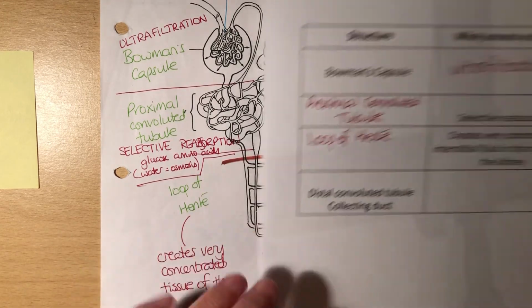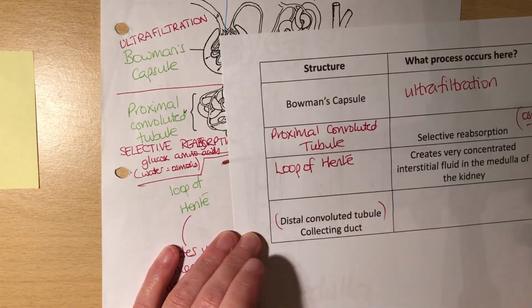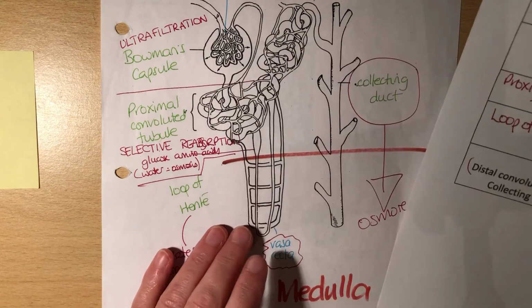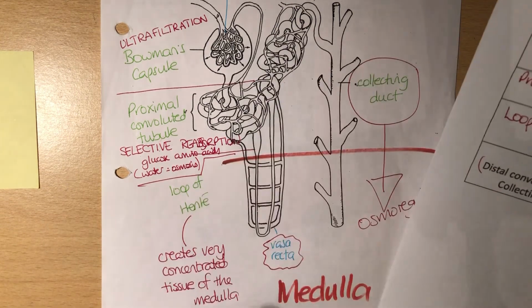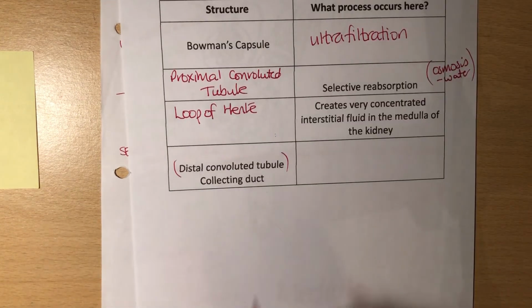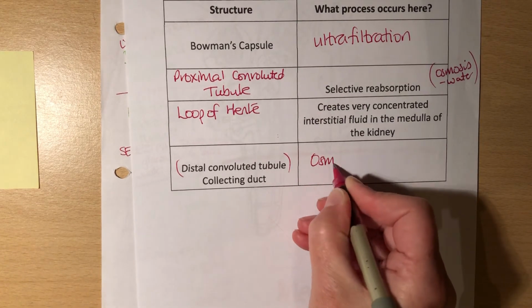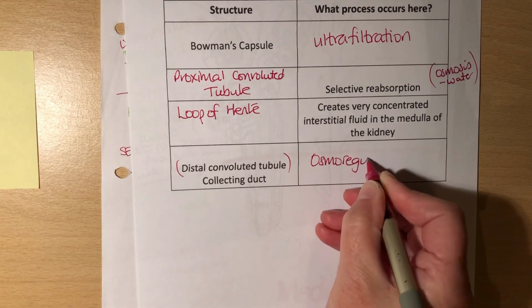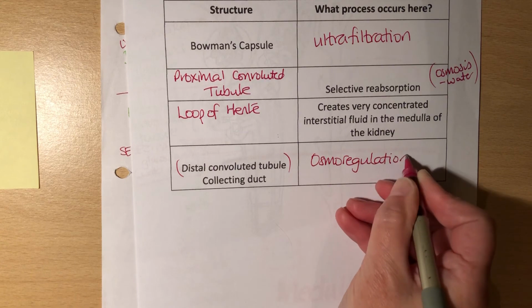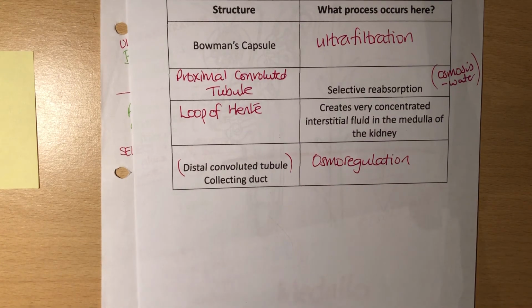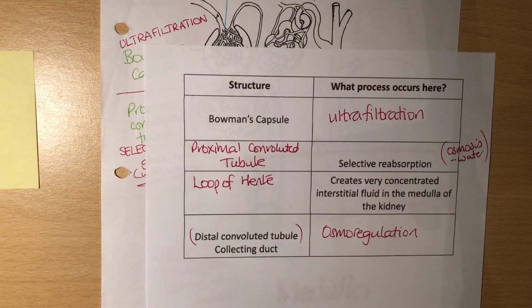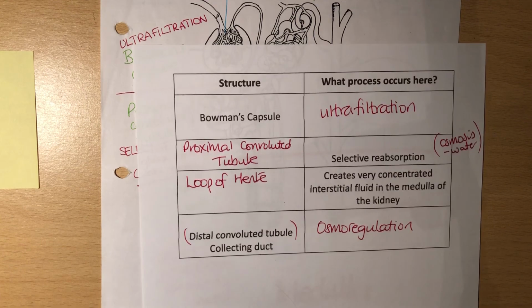And then the distal convoluted tubule, I suppose I could put a bracket around that. Your textbook doesn't really mention that in terms of this. And the collecting duct, well, we know the process there is osmoregulation. Okay? So maybe if you just take a minute, go back to your notes, make sure you've got those things jotted down in the right boxes there.